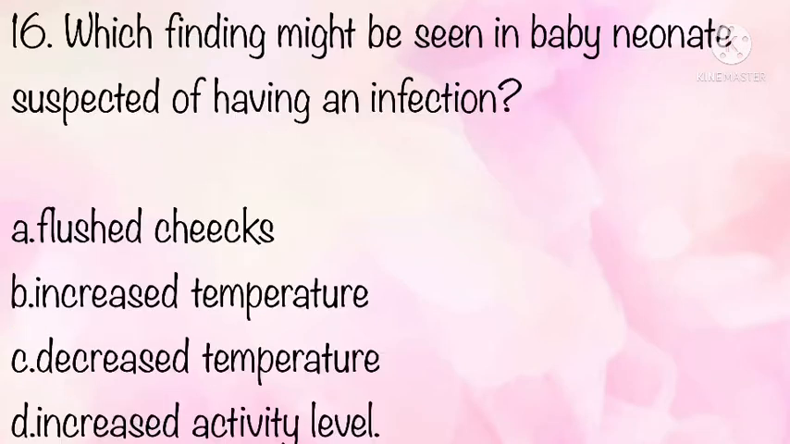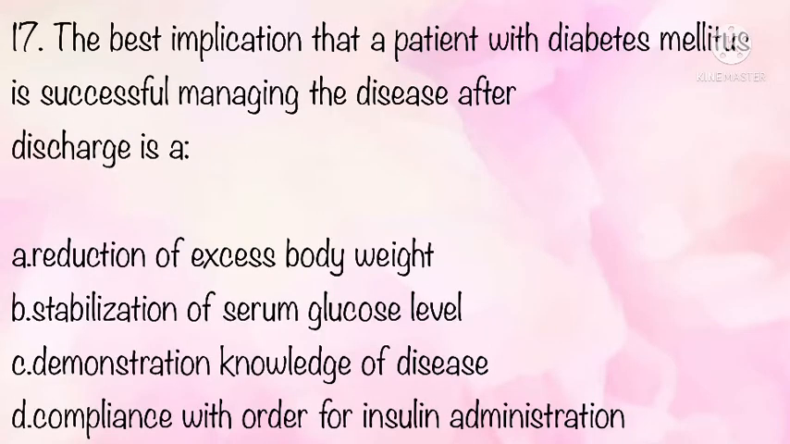Prone. Which finding might be seen in a neonate suspected of having an infection? Flushed cheeks, increased temperature, decreased temperature, increased activity level. The correct answer is B, increased temperature. The best indication that a patient with diabetes mellitus is successful managing the disease after discharge is a reduction of excess body weight, stabilization of serum glucose level, demonstration of knowledge of disease, compliance with the order for insulin administration. The correct answer is stabilization of serum glucose level.